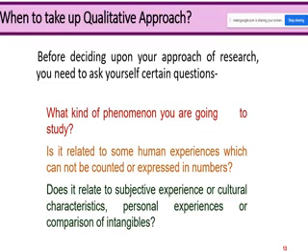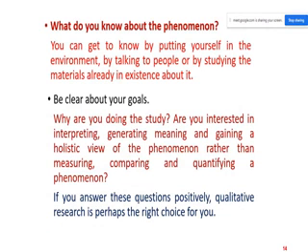Something like seriousness, sincerity, honesty. So these are some of the questions which we need to ask, and if the answers to these questions are yes, then we should go with qualitative research. At least the last two questions: is it related to human experience which cannot be counted or expressed in numbers? Does it relate to subjective experience or cultural characteristics, personal experience or comparison of intangibles? So these three things are the most important aspects.